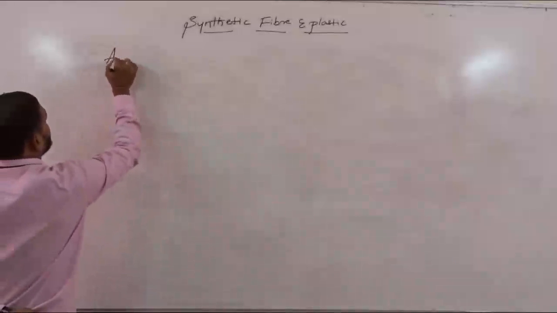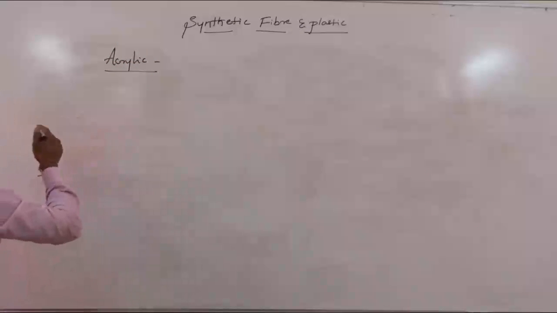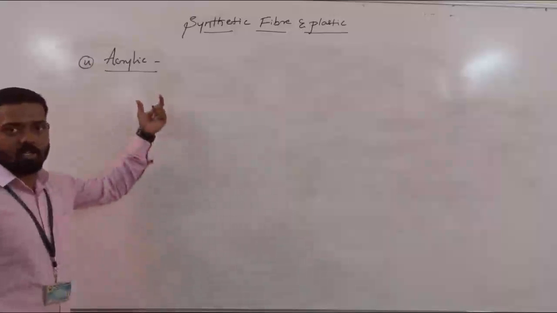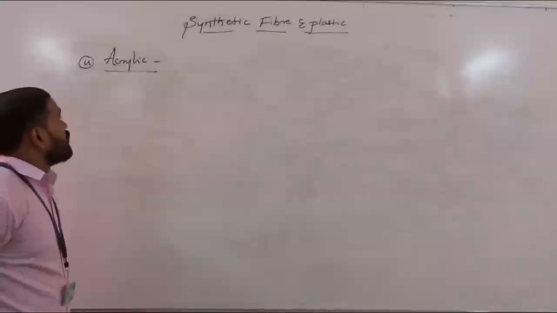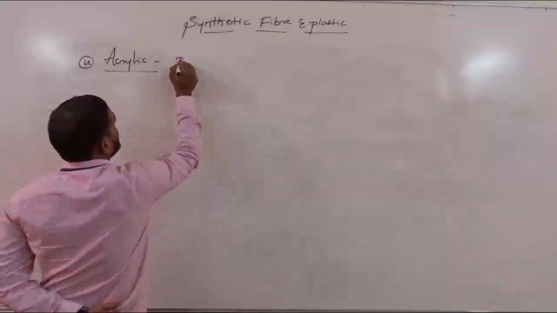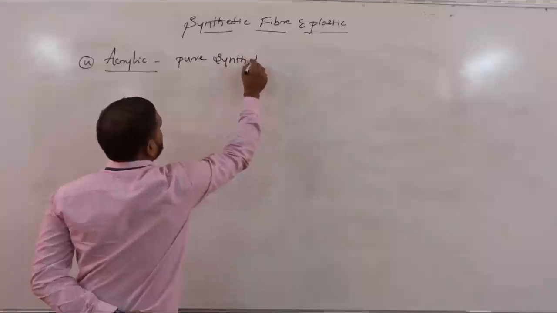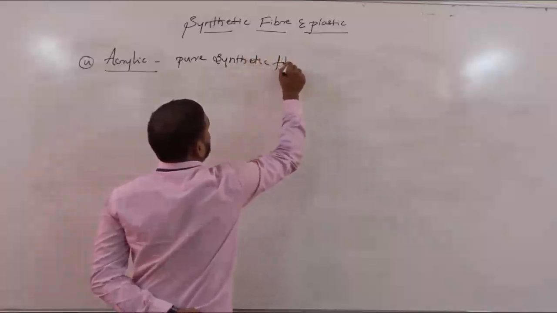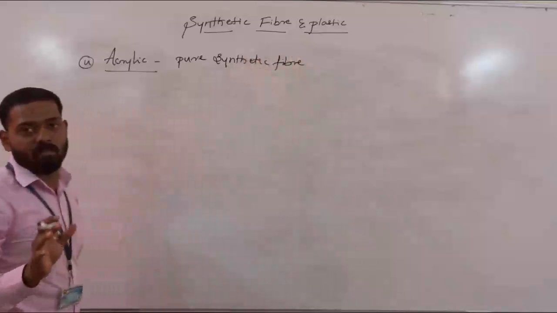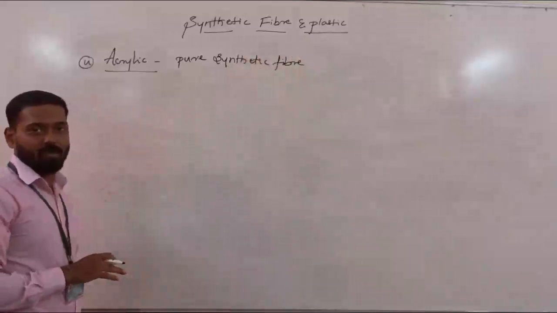Next we can start with acrylic. The fourth synthetic fiber is acrylic. Acrylic is one of the important synthetic fibers. This is also a pure synthetic fiber, that means it contains only chemicals and does not contain any natural substance. Except rayon, the rest are all pure synthetic fibers.